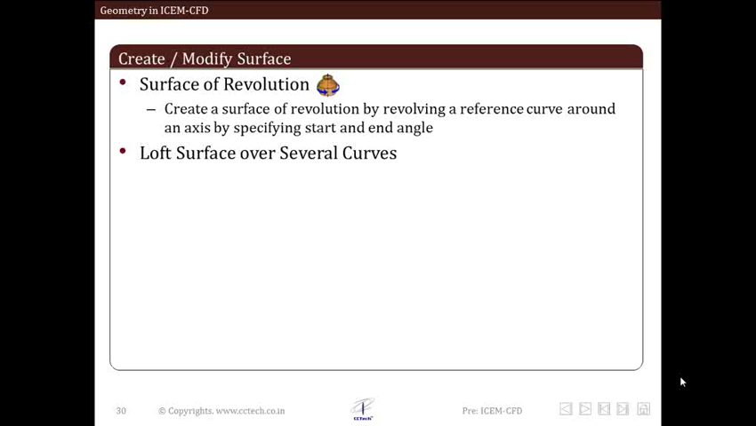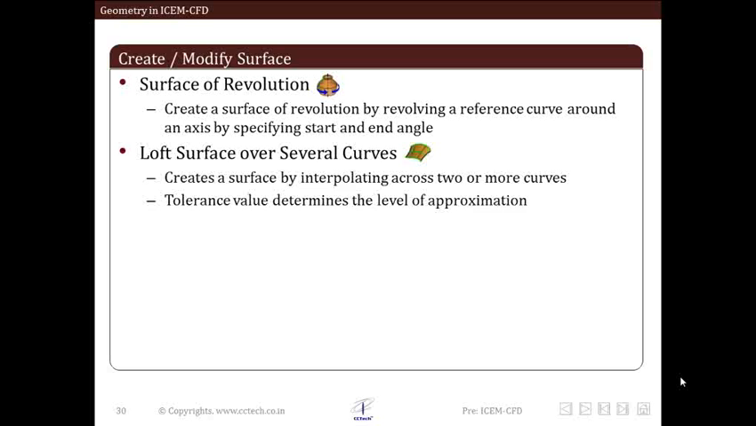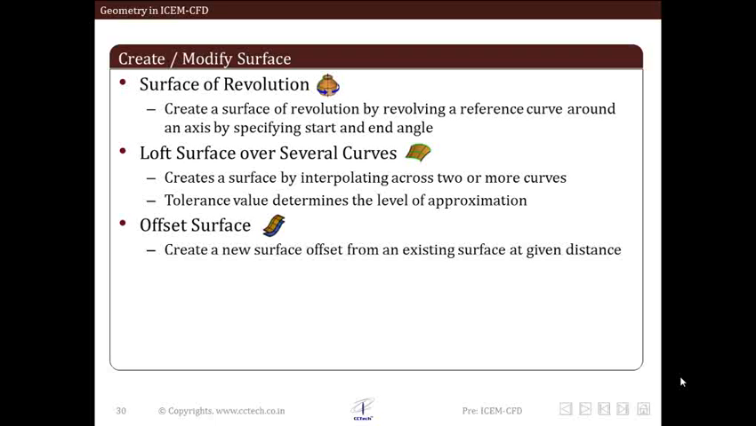The next option is loft surface over several curves. This option allows us to create a surface across 2 or more curves by interpolating between those curves. We need to specify a tolerance value. The next is offset surface. This option allows us to create a new surface by offsetting an existing surface. For this, we have to enter the distance at which the new surface is to be offset.